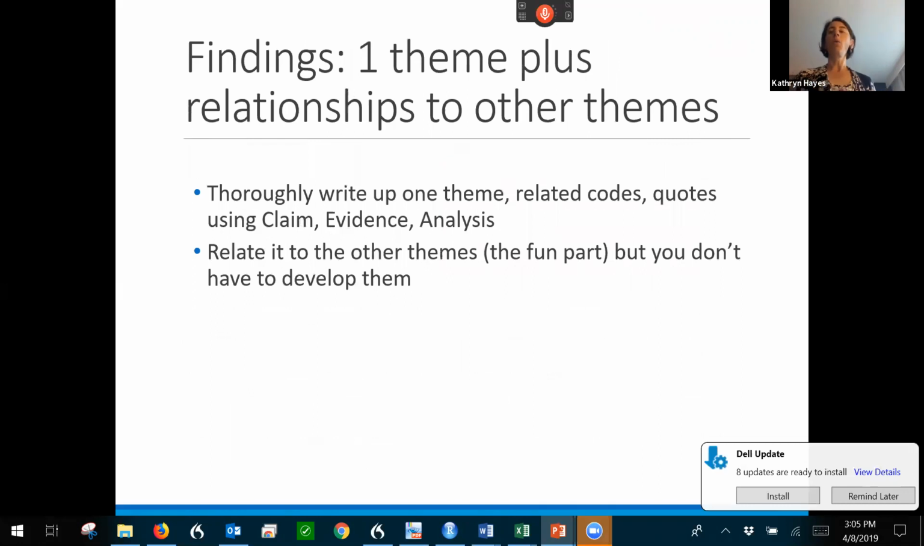Okay, so one note about findings. I'm going to go over findings more in depth when we meet together at our next face-to-face meeting. But I want to let you know that for the pilot study, you only need to write up one theme. So that's not very far away in terms of the due date. So you need to be thinking about this, after you organize your codes and so forth into themes, really be thinking about how to write my findings up.